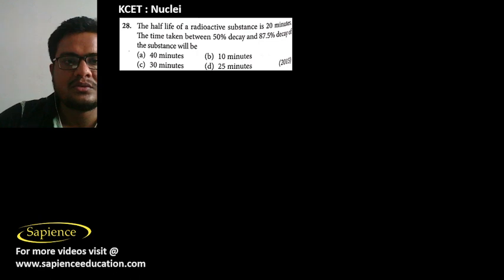Question number 28: the half-life of a radioactive substance is 20 minutes. The time taken between 50% decay and 87.5% decay of the substance will be?